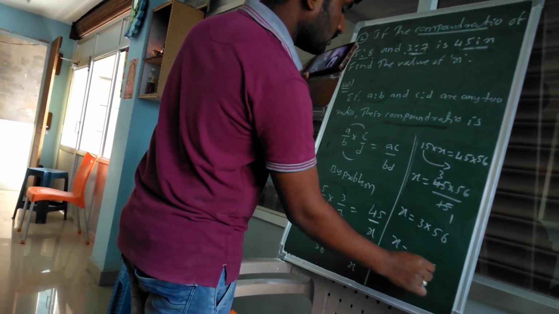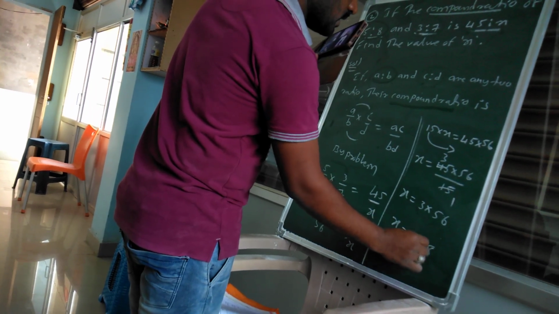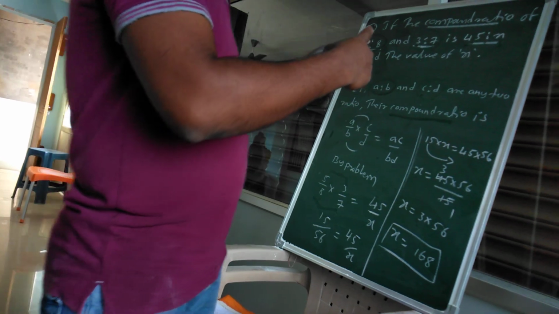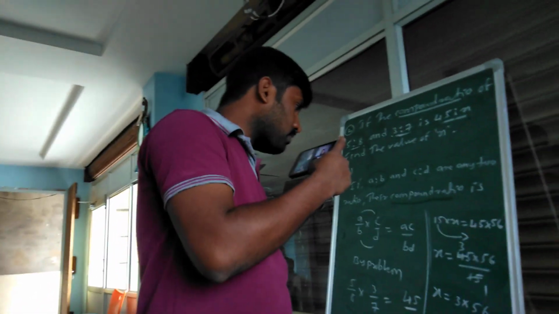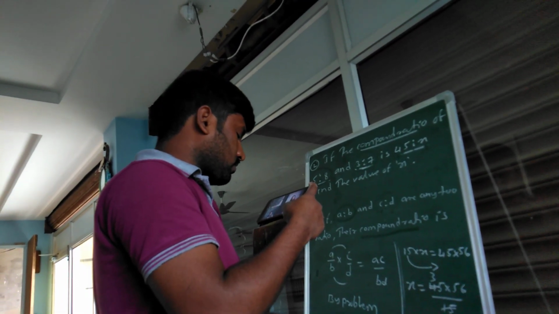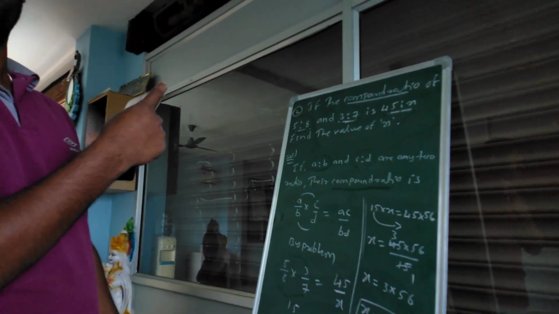Then x is equal to 3 into 56, which means what? 6 8s are 48... 3 5s are 15 plus 1. That is, the value of x is equal to what, Nana? 168. Okay, students? Pass. How many minutes did it take? Okay.